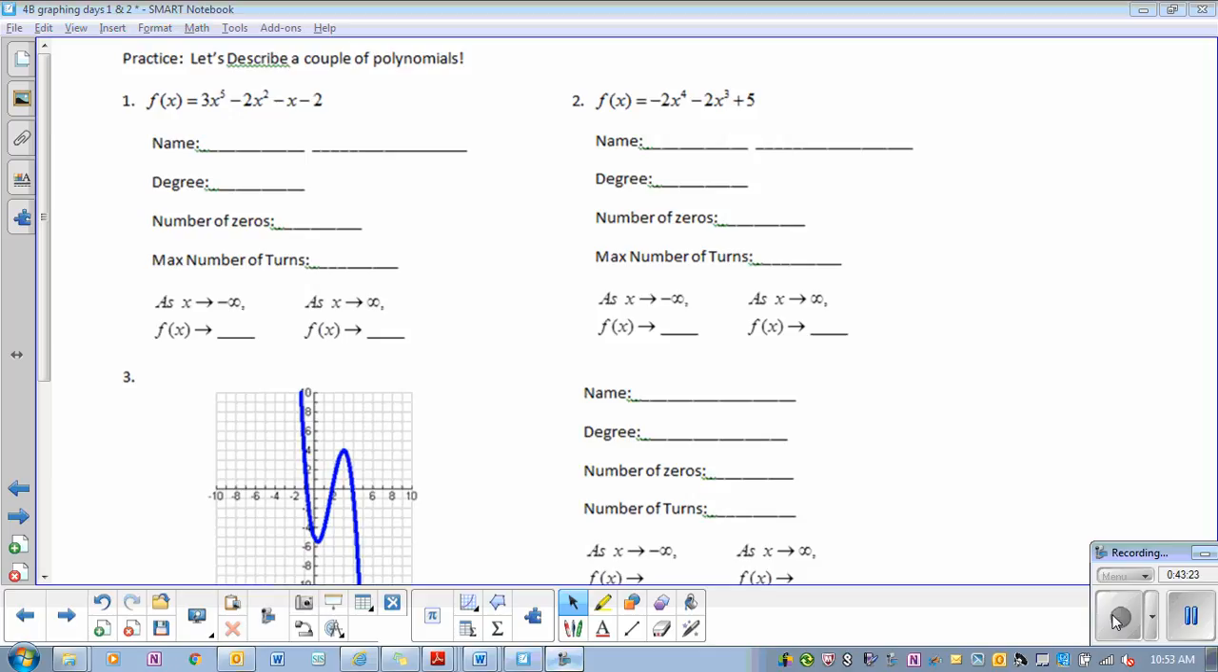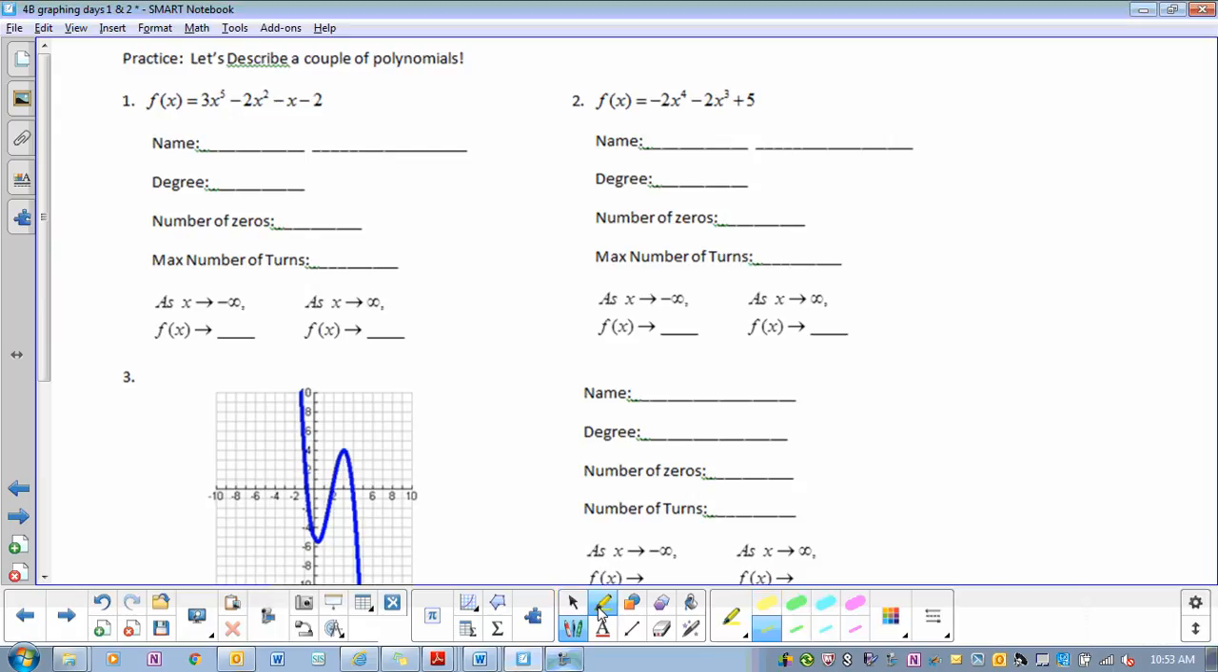Here. All right, so let's describe a couple of these, okay? So number 1. For the name, they want you to do the degree and the terms thing here. Look at number 1. What is your biggest exponent here, guys? 5. So what is that? Yeah, quintic. And how many terms do we have? Polynomial. Yeah, quintic polynomial. Oh, it's the same as the last one that we did, huh?